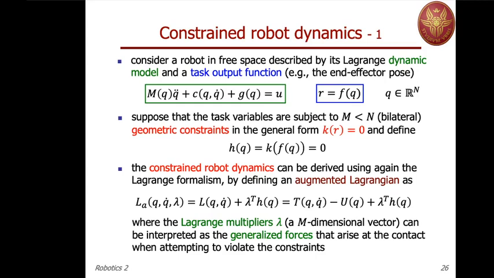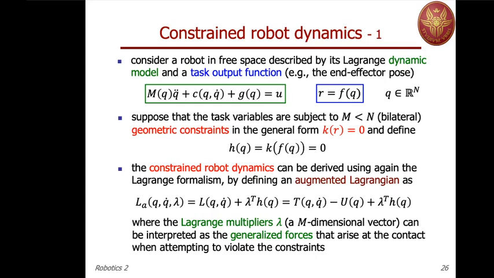complemented by a linear function in terms of Lagrange multipliers lambda, which are an m-dimensional vector, multiplying the function h of q. Indeed, as long as h of q is equal to 0, this term does not perturb the motion, but as soon as we try to violate the constraint h of q equal to 0, some multiplier lambda arises, and this can be interpreted as generalized forces that prevent any attempt to violate the constraint. So the augmented Lagrangian is T minus U plus lambda transpose h of q.